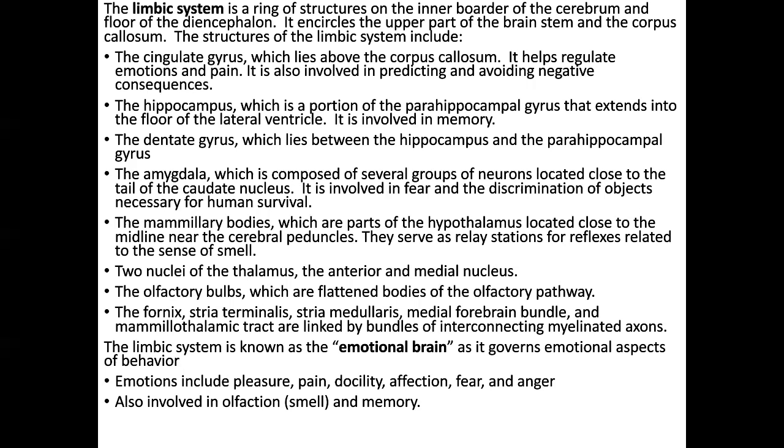Two parts of the thalamus, what we call the anterior medial nucleus, are going to be a part of the limbic system. Then the olfactory bulbs, which are flattened parts of our olfactory pathway, are involved with the sense of smell. Olfactory, olfaction, anytime you see that, it's an indicator that you're talking smell. The final structures include the fornix, stria terminalis, stria medullaris, medial forebrain bundle, and mammillothalamic tract, which are linked by bundles of interconnecting myelinated axons. So all those different things make up our limbic system.